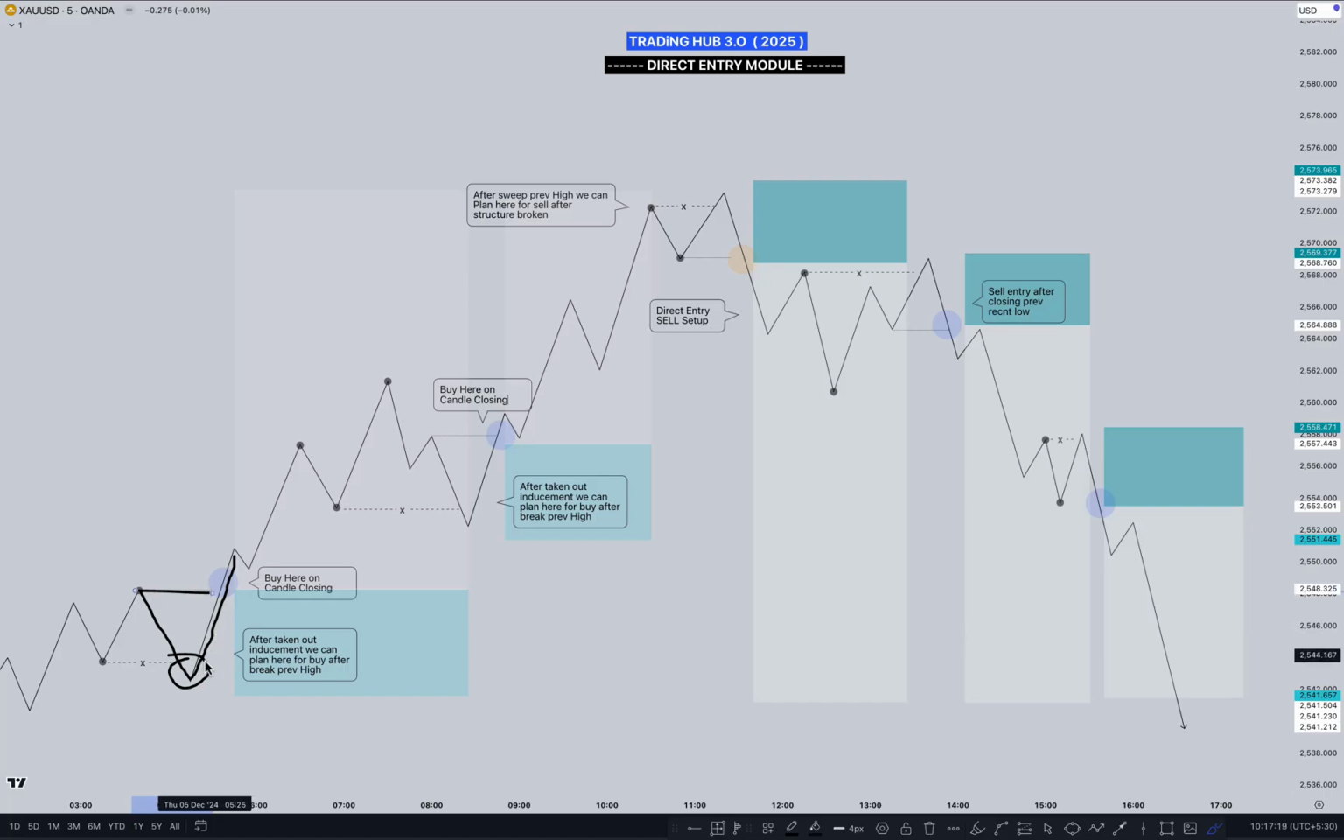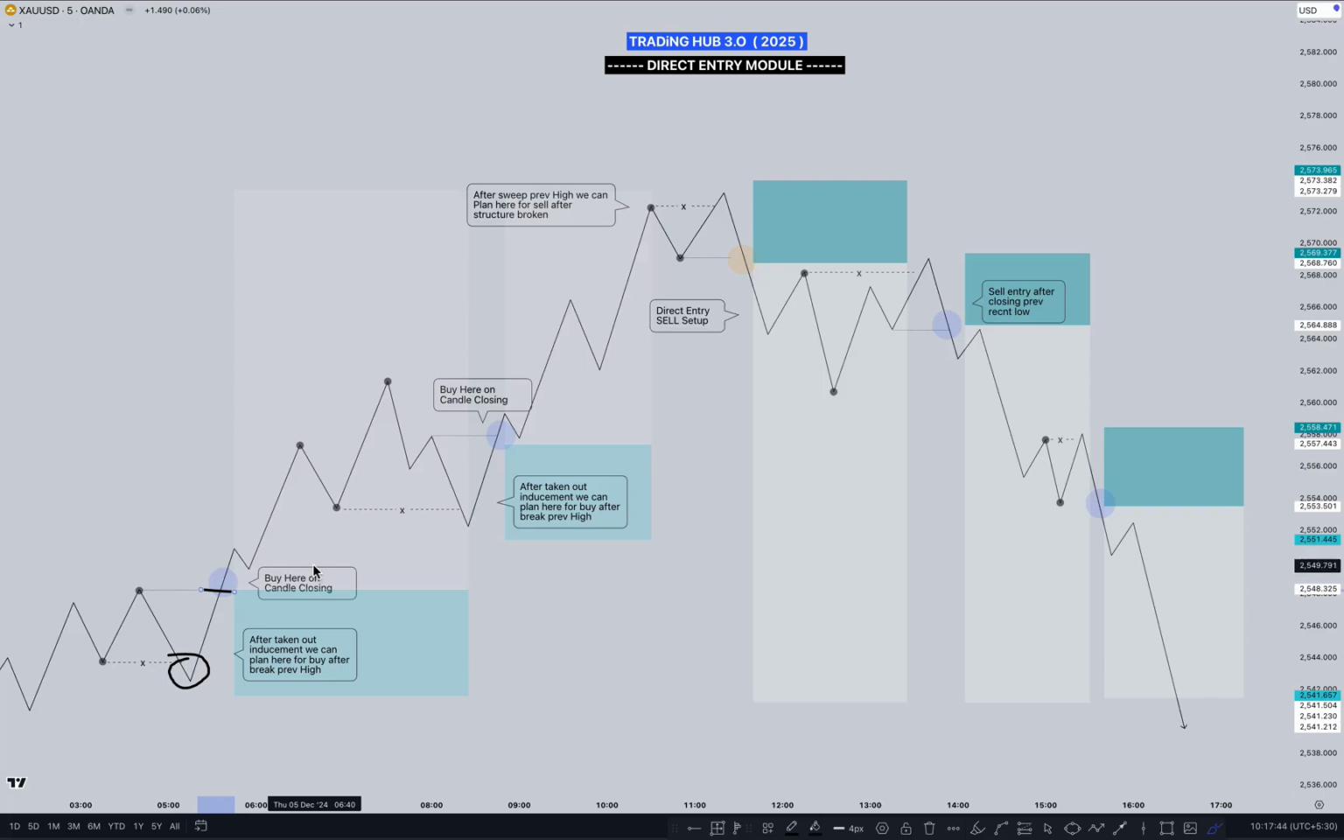What happens if the market pushes higher after taking out the inducement and sweeping this one, and then the market goes down? In that case, you don't need to buy here. Why? Because the market swept the liquidity and can turn to the downside, so you don't need to take a reaction here for the buy. And again, what happened here? Price closed above it, so we can take entry here for the buy.